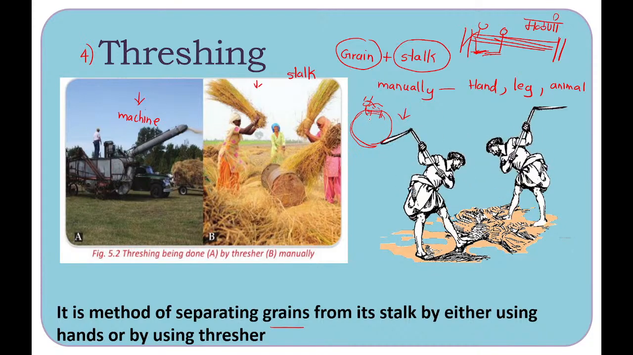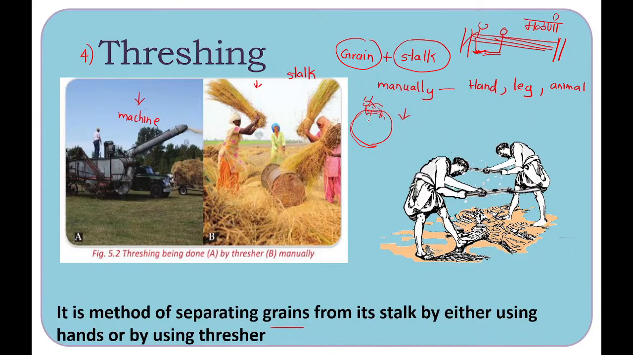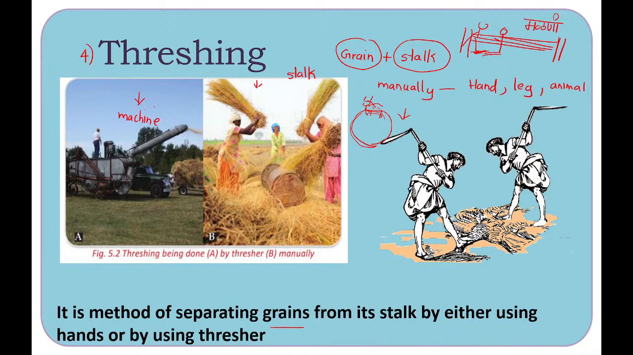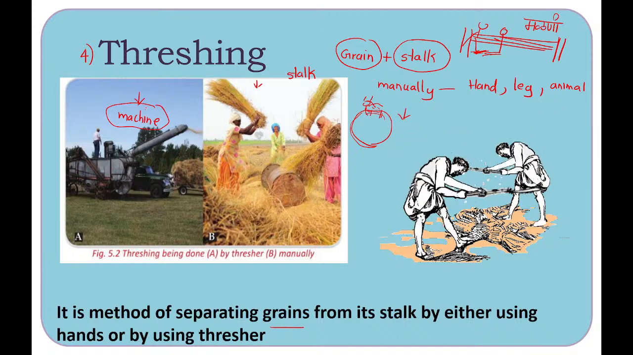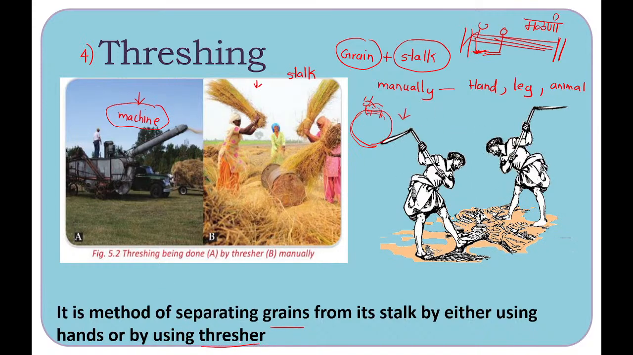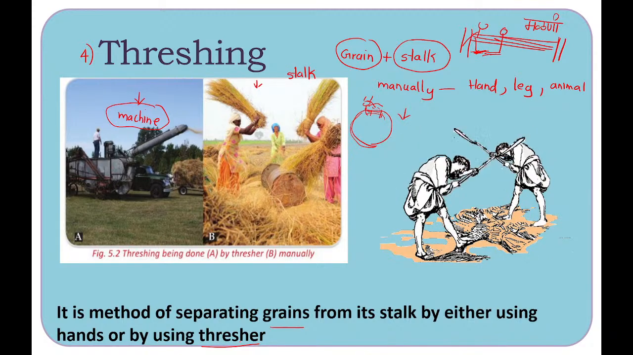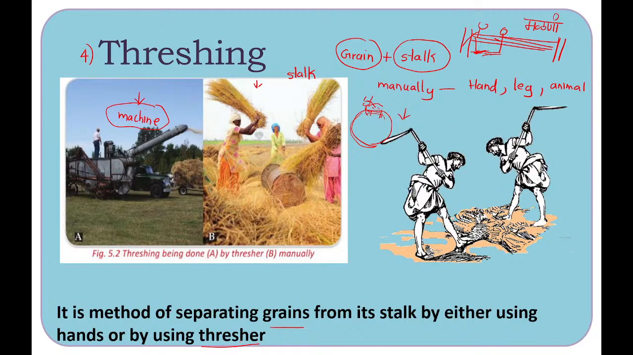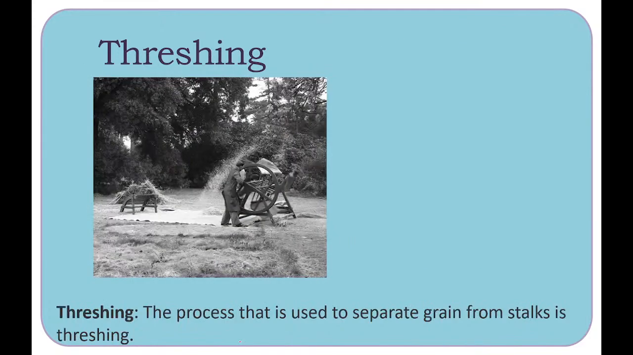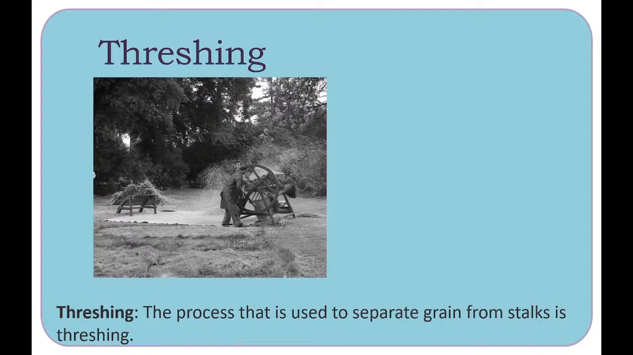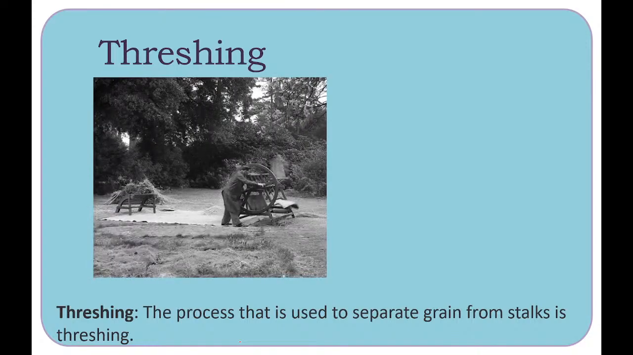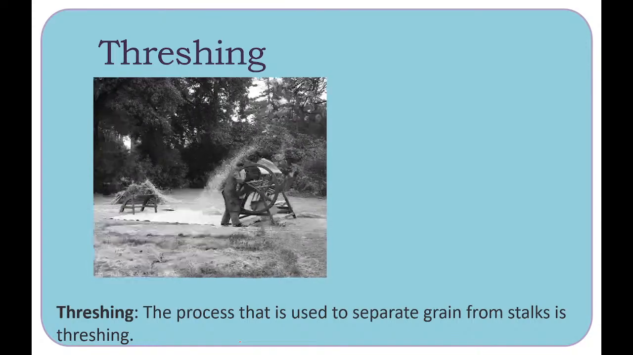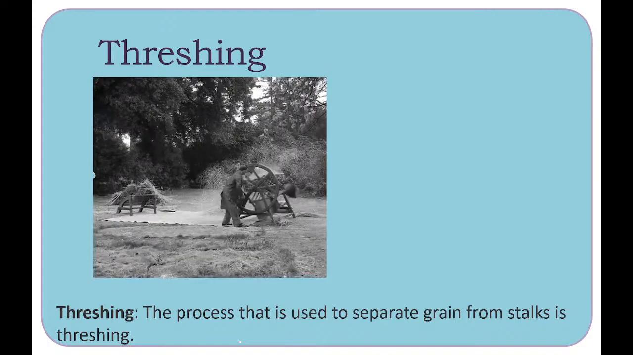You can do threshing by using hand, leg, or animals, or you can also do it mechanically by using a machine. What is the machine called? Thresher. What is the name of the machine that separates the grain from the stalk? It is called a thresher machine. Now in this picture also you see one kind of thresher.